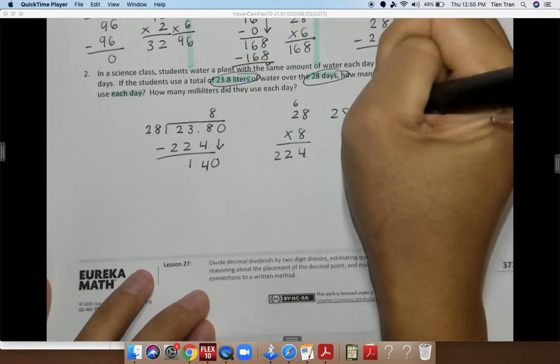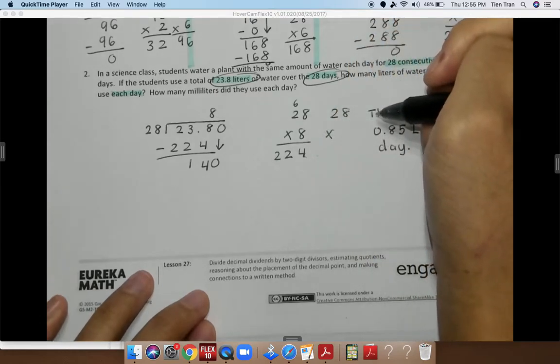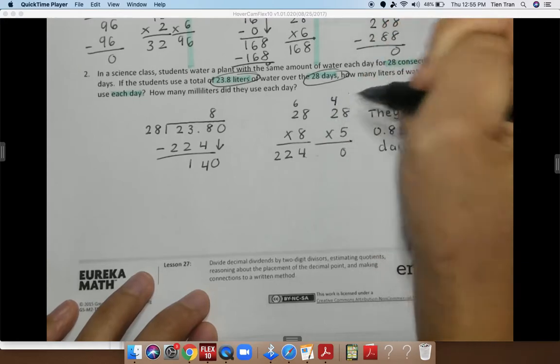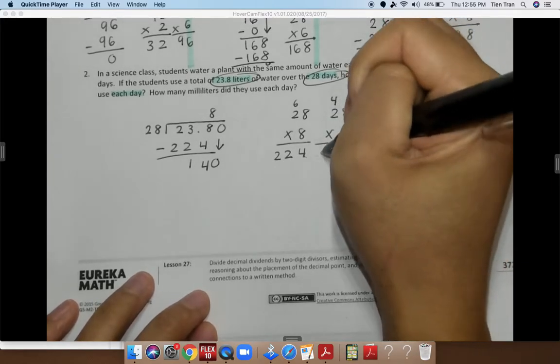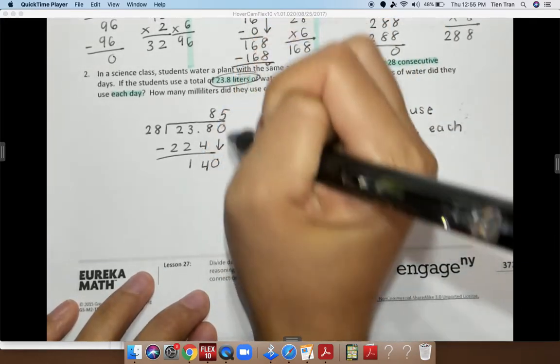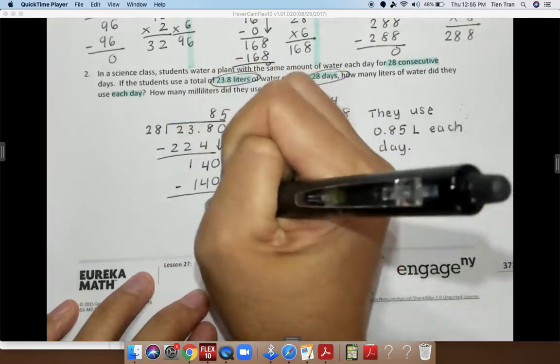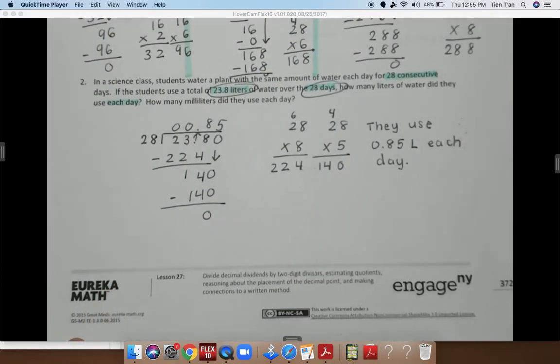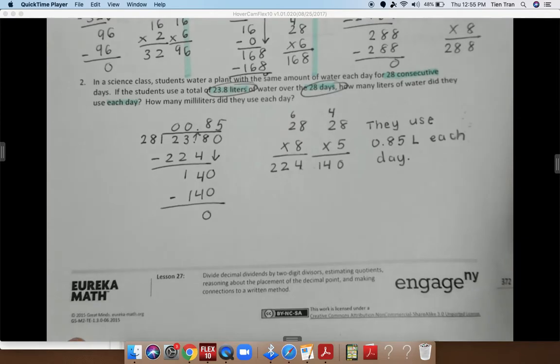How many times can 28 go into 140? I'm going to try 5 times. 8 times 5 is 40. 5 times 2 is 10, plus 4 is 14, and that works perfectly. I get 140. Don't forget to bring up your decimal. You can add zeros before if you want to as well. So they use about 0.85 liters each day.